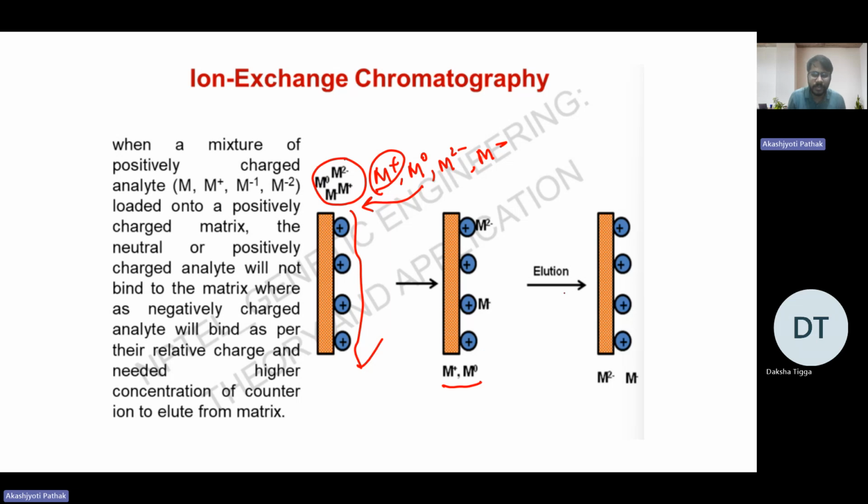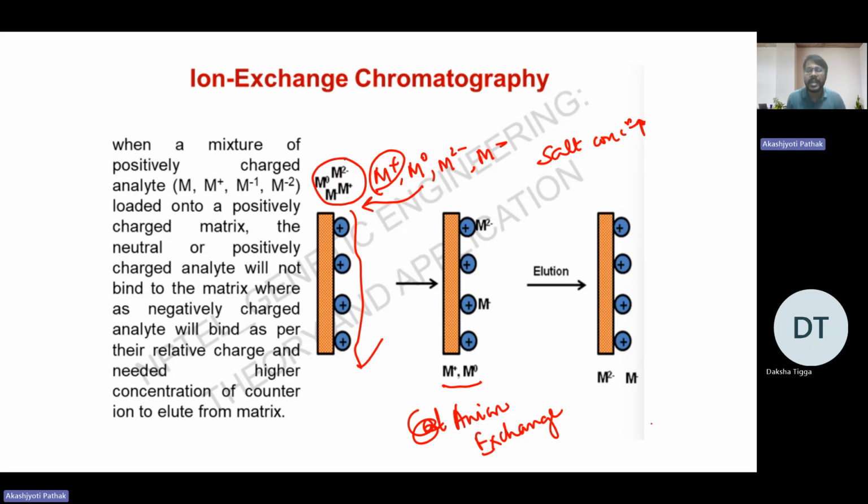Now for eluting the negatively charged species like 2 minus and M minus, you need to increase the salt concentration so that these higher negative charge species are eluted. So this is basically a cation exchange column. No, this is an anion exchange column. If you are given this figure and asked whether this is a cation exchange column or an anion exchange column, remember, an anion exchange column means your column is attracting negatively charged species. If your column is attracting negatively charged species, it means your column is positively charged.